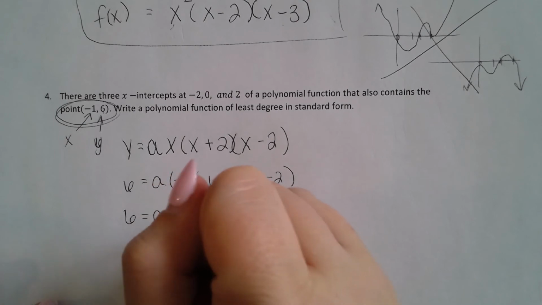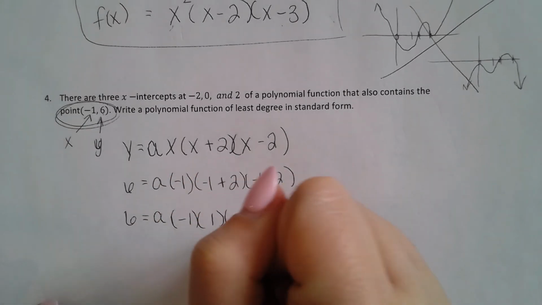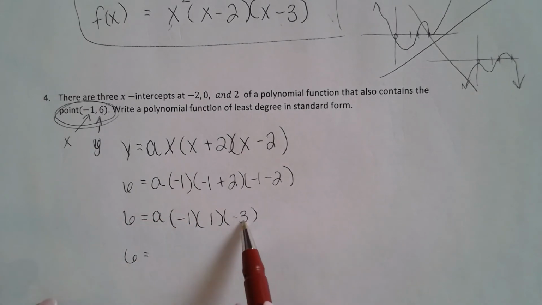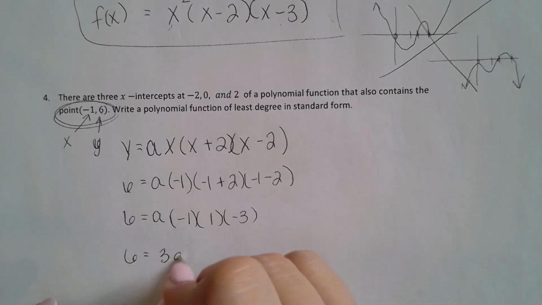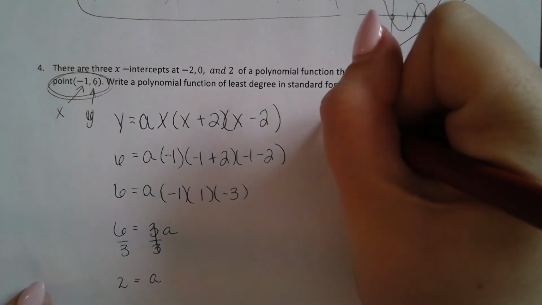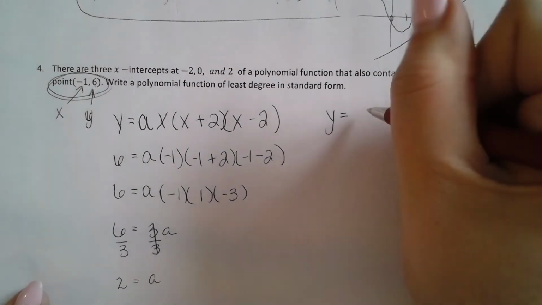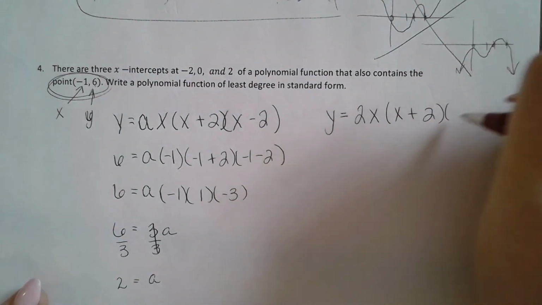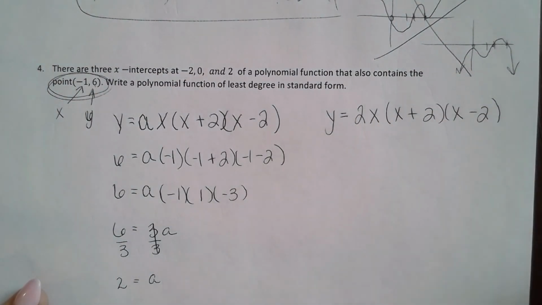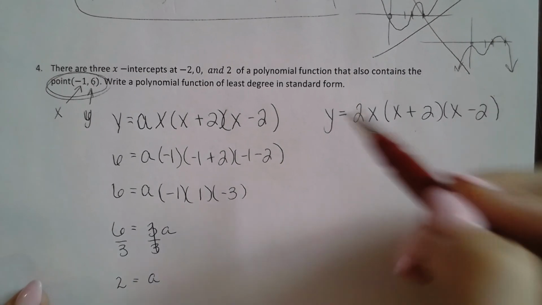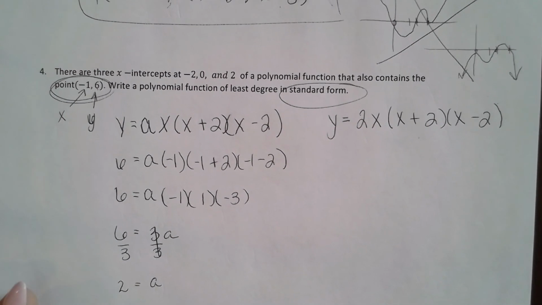So I've got a times -1 times +1 times -3. -1 times -3 would be +3a. Divide by 3. a is 2. So my very specific function is 2x, x plus 2, x minus 2. Now this would be considered factored form. We would circle it, we would be done, but it does say standard form, which means we need to multiply it out.